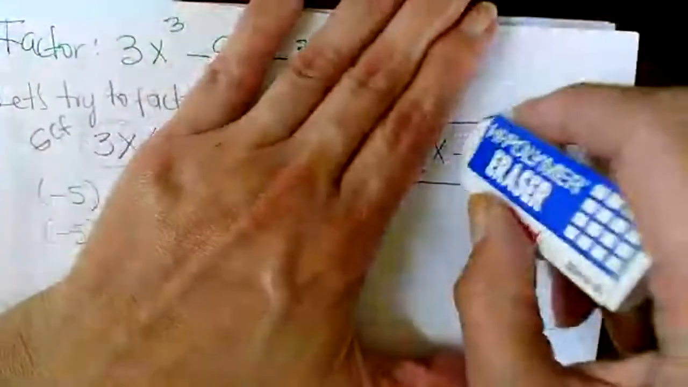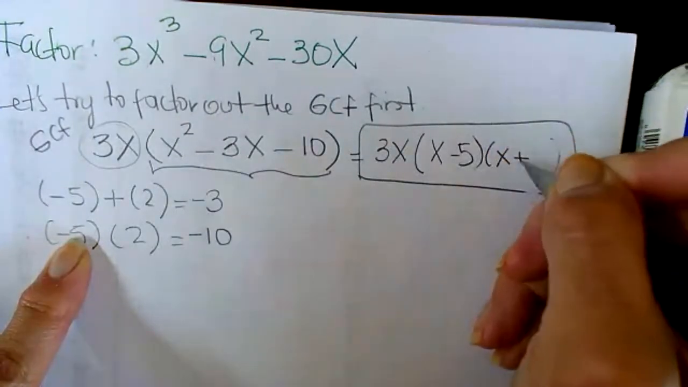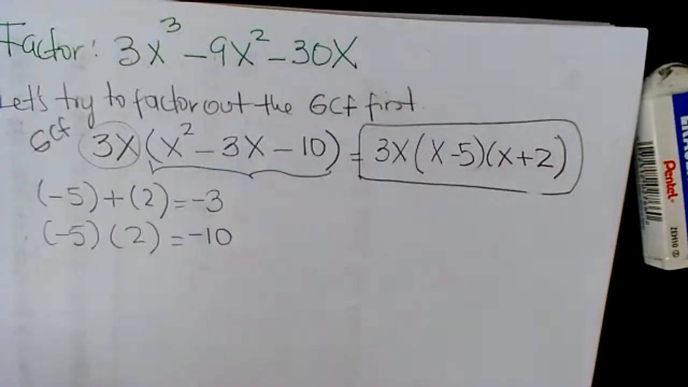Go ahead, Emily. Why is the answer x minus 3 and x minus 10? Why is it not x minus 5 and x plus 2, or whatever? Yes, thank you. Negative 5 and plus 2, right? Yeah. Okay. Thank you.